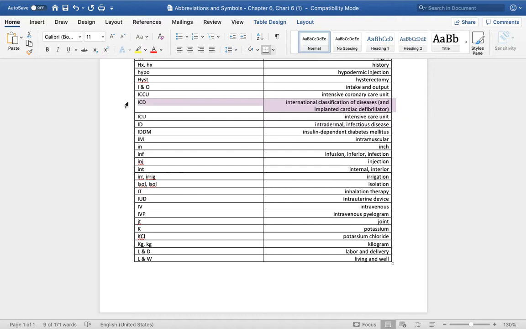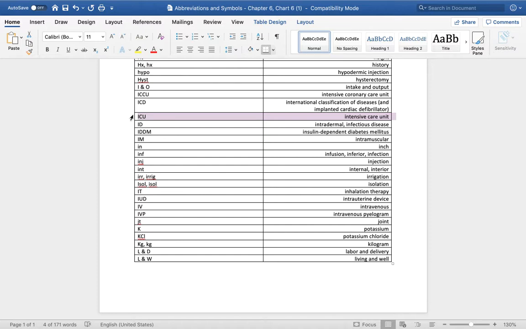Also, ICD could stand for implanted cardiac defibrillator. So we've learned about an AED, right? You did CPR. AED, that's an automated external defibrillator. The ICD is an implanted cardiac defibrillator. Sometimes you can get a pacemaker that is also an ICD. It's important to know if somebody has one or not, especially if they're having difficulty with chest pains or difficulty breathing.